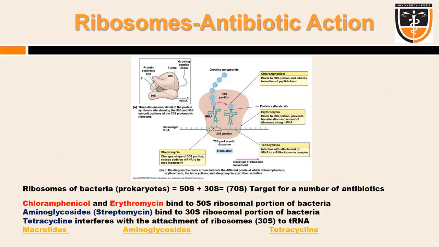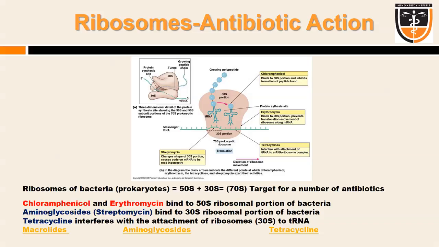So ribosomes of bacteria or prokaryotes are 70S, not 80S, and they consist of a 50S large unit and a 30S small unit. So why is this important? We can target it. If we want to kill bacteria, we will target the ribosomes. Why? Because the ribosomes are different than ours. And if we stop the protein synthesis in the bacteria, we will actually stop the growth of bacteria and will kill bacteria. So that is the way some antibiotics work.